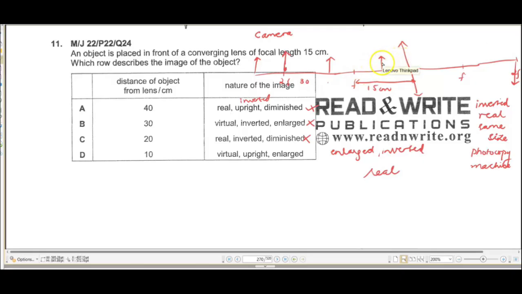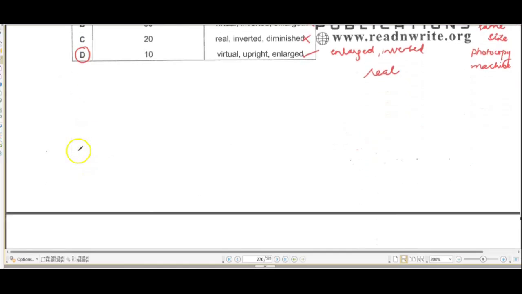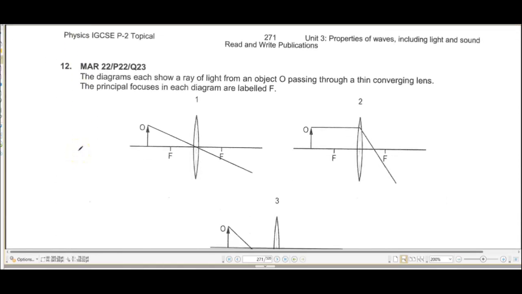So now the attributes of the image would be that the image is going to be virtual, enlarged, and upright, and on the same side of the object. So virtual, upright, enlarged, these three attributes are correct according to the distance of the object from the focal length. So D is our correct option. I hope you understood the concept and the idea.